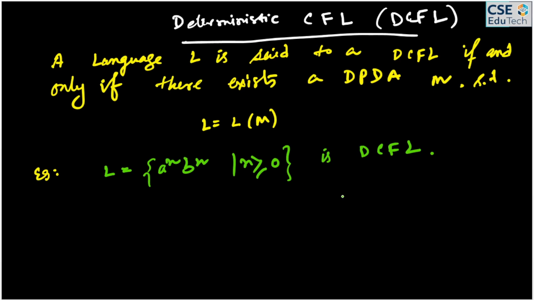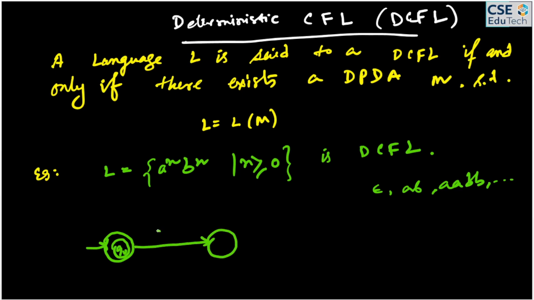So obviously the strings accepted by this are epsilon, then AB, AABB and so on. So we can design in that way. Look, if the initial state is the final state, then only epsilon is accepted. Now when A comes, when your input is A and the stack top symbol is G0, just replace this by A G0.